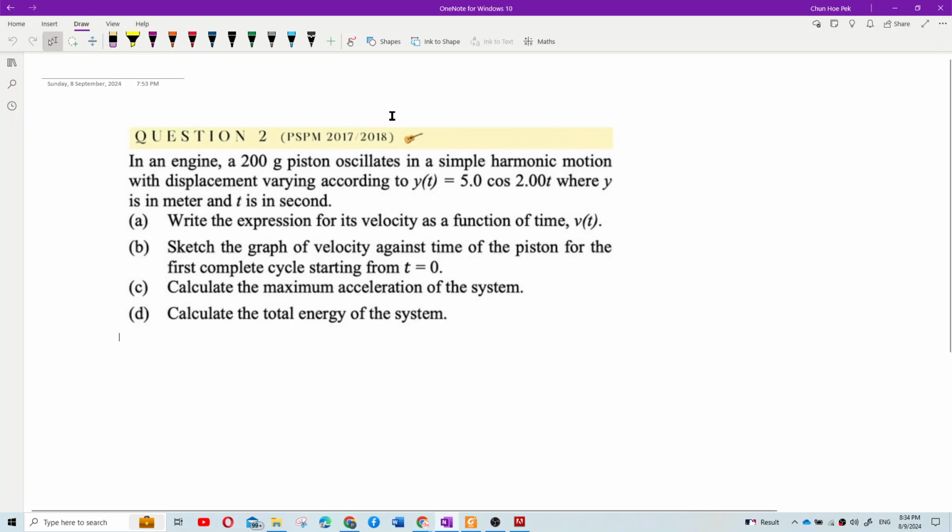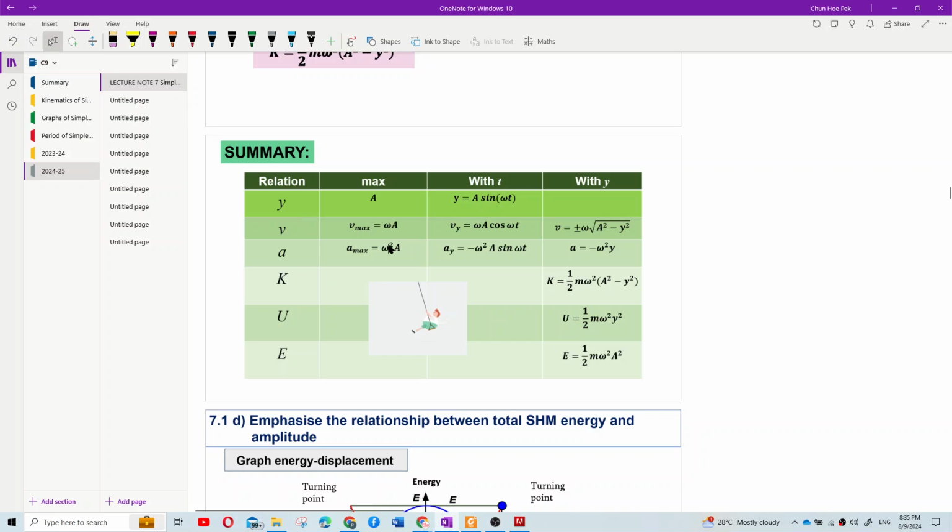Okay, question 2. In an engine, a 200-gram piston oscillates in simple harmonic motion with displacement varying according to this. Now class, this is a past year question, but actually our syllabus changed. The displacement formula now is using cos instead of sine, right? Our syllabus actually uses displacement with sine.